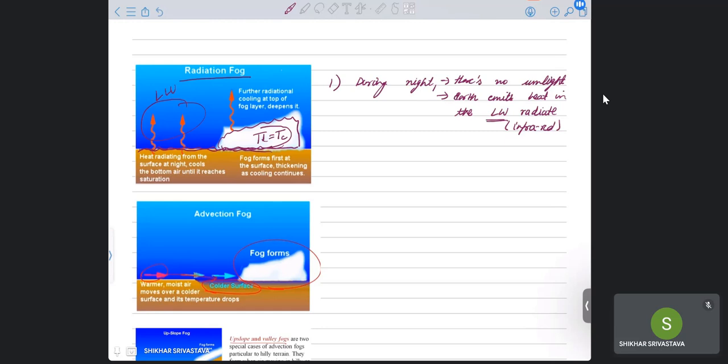So you must have seen that in the winter, if the night is very clear and there are no clouds, then the long wave radiation emission is very large because there is no cloud in the way. So a lot of long wave radiation gets emitted into space. That's why the air near the surface cools down sufficiently, and we get a lot of fog.